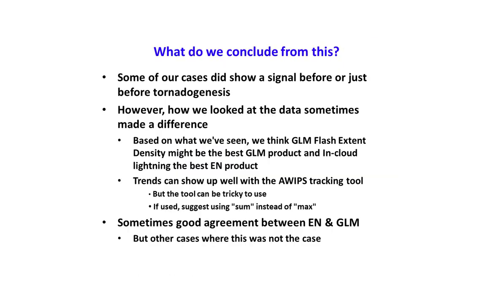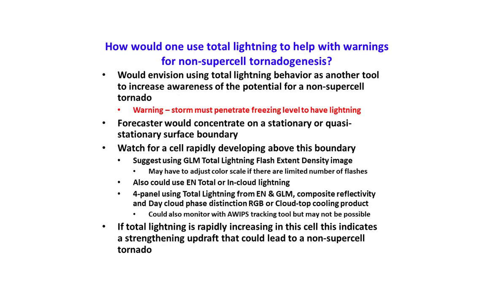So, putting this all together, we were encouraged to see that a lot of our cases did show a signal. Sometimes it was very short term, and it wasn't always the case, but I think there might be something there. It did depend how you looked at the data in terms of the tracking tool, which again wasn't a necessity to look at it. The tool can be tricky to use, but the fact that the storms on non-supercell days don't move very much makes it easier to use than on other days. There was generally good agreement between Earth Networks and GLM.